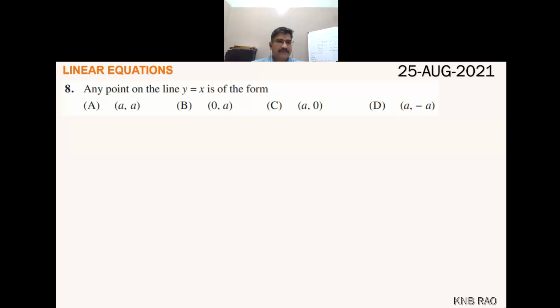Option A, a comma a. Perfect, option A is the answer. Why? Because x coordinate equals y coordinate happens only in A.